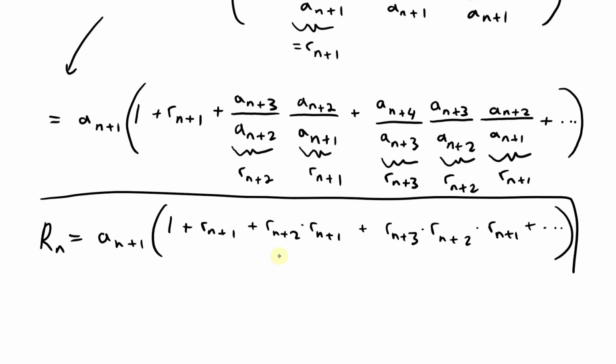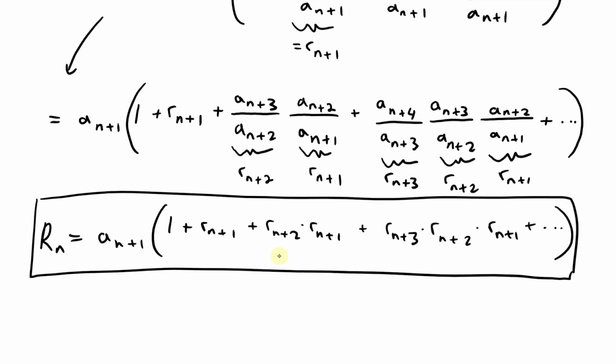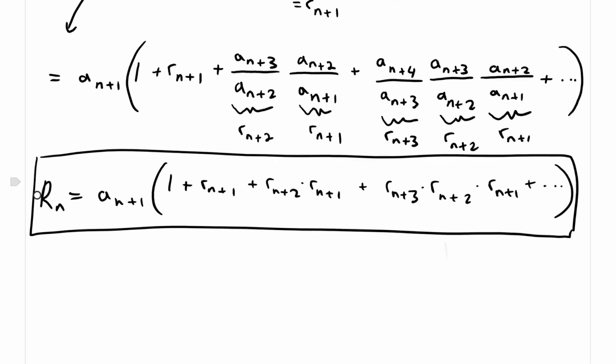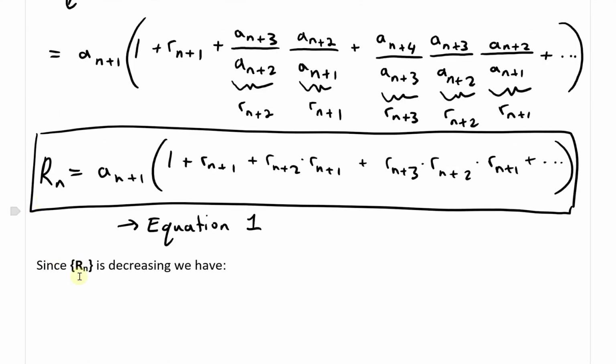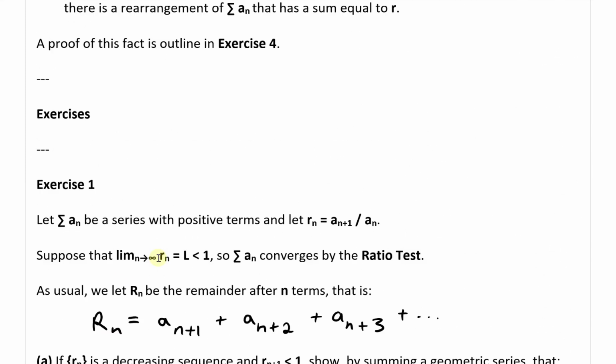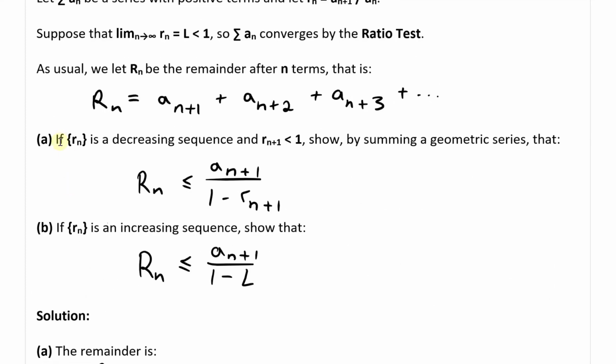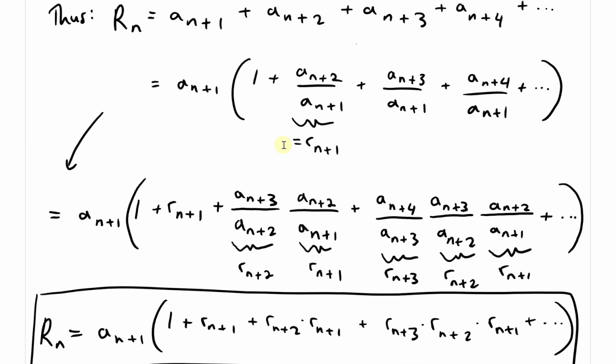I'm going to write this equation as, let's write it here, equation 1. So we'll just call this equation 1 for the uses of this problem. Going further, since the sequence r_n, the ratio here, the lowercase one, we're given in part A, is a decreasing sequence, and we have r_{n+1} is less than 1.